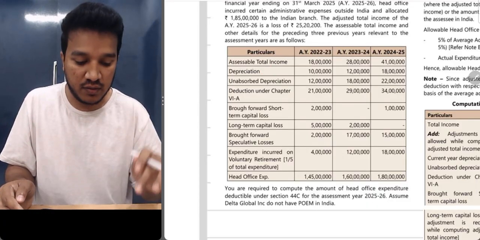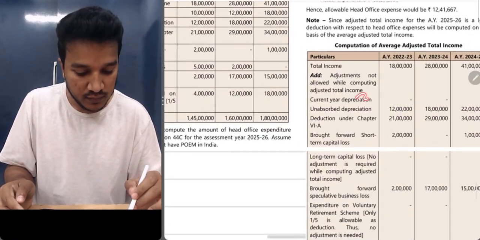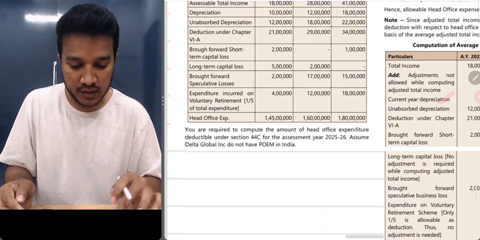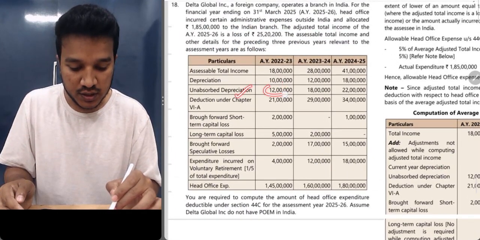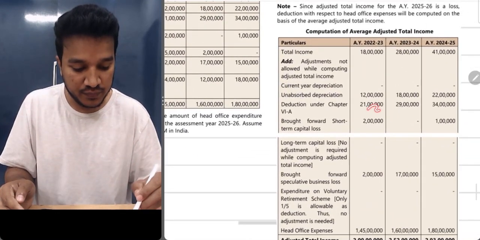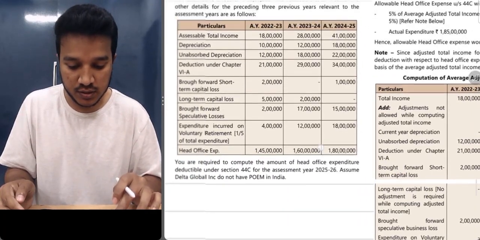Depreciation, you're not going to do anything. Current year depreciation is allowable. Again, current year depreciation, you're not doing anything, you're not adding it back. Unabsorbed depreciation 12 lakhs is there, that should be added back. See, 12 lakhs added back, unabsorbed depreciation.